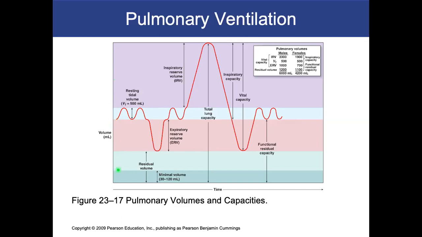Usually this is like 1,000 mils, 2,000 mils, 3,000 mils, 4,000 mils, 5,000 mils, 6,000 mils, all right? And so the average tidal volume, or the average volume that a person can move in a normal breath, is about 500 mils, okay? Then expiratory reserve volume, how do we get that one?